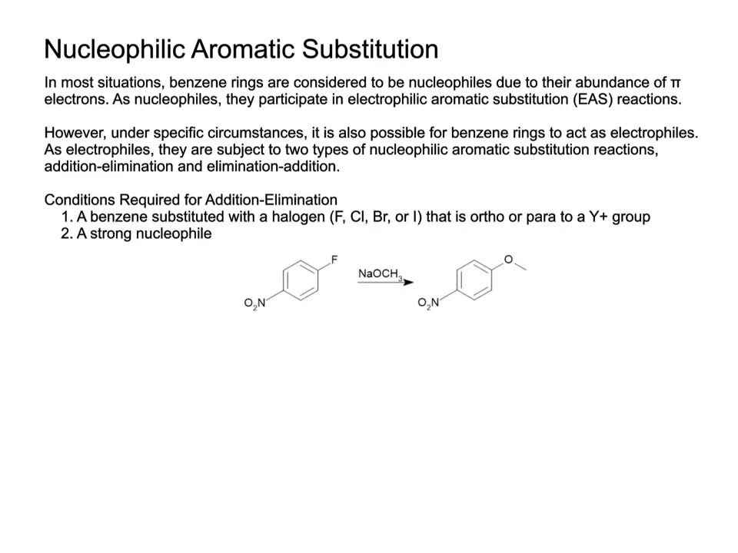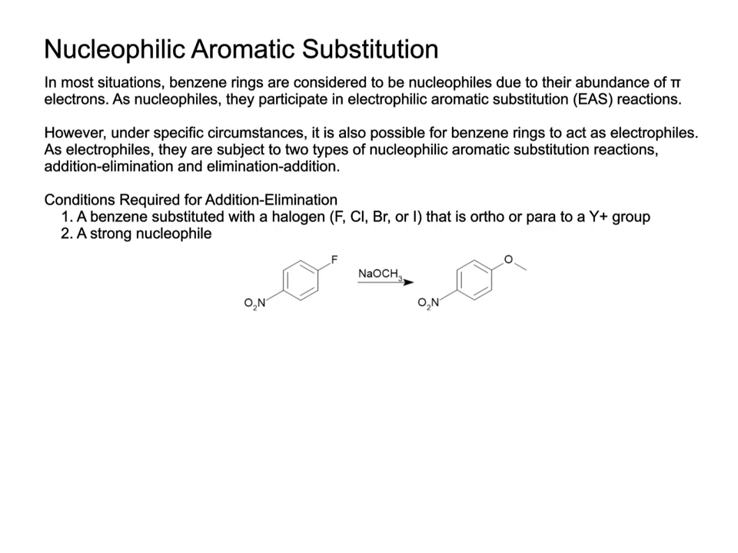Let's talk about the conditions required for addition-elimination. First, you need to have a benzene substituted with a halogen. And this is one of those rare times when you can actually have the halogen be fluorine. A lot of the times we ignore fluorine in organic chemistry. Not only do we need that halogen, but we also need to have a Y+ group that is ortho or para to that halogen. Then we're reacting that benzene ring with a strong nucleophile.